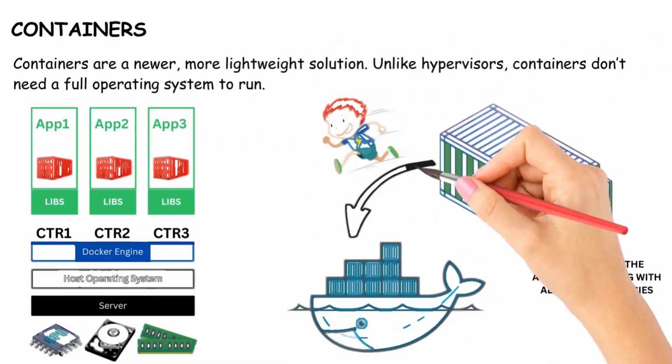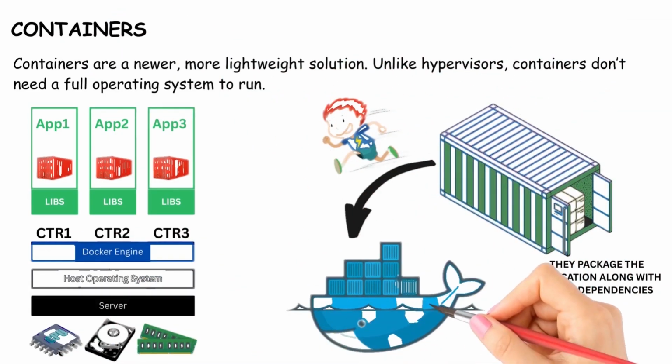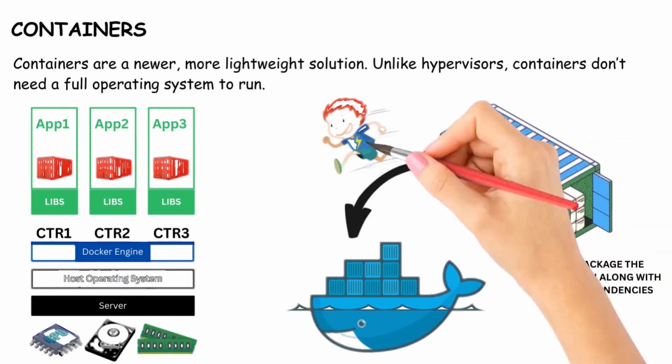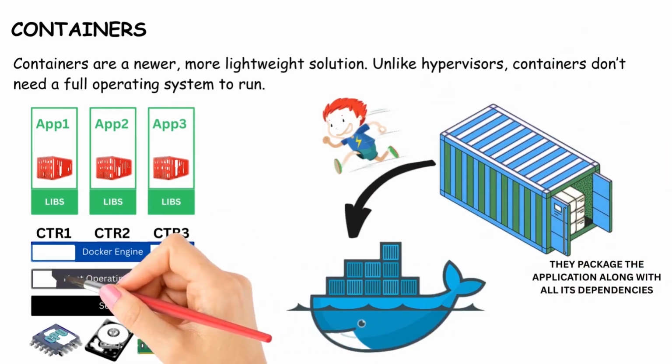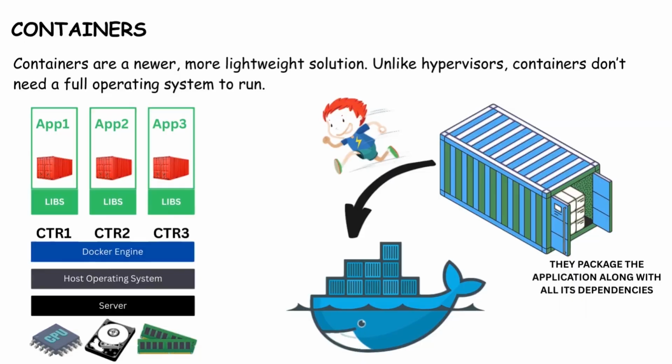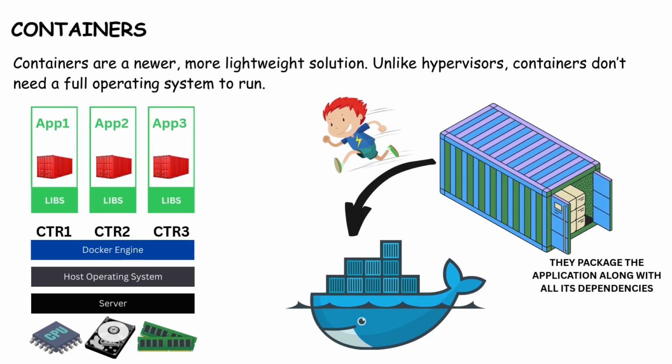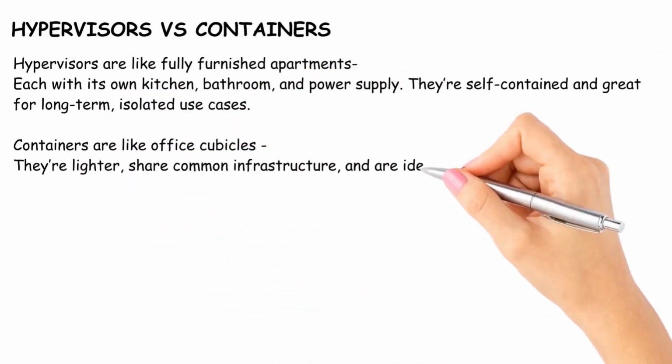Because they share the host system's OS kernel, containers start up faster, use fewer resources, and are easier to move between environments. That's why they're so popular in cloud-native development and DevOps pipelines. You can build an app once and then deploy it across different servers, clouds, or testing environments without worrying about compatibility. So what's the big difference?